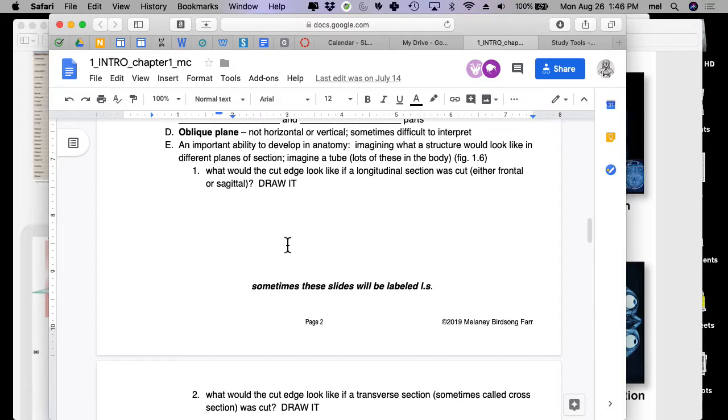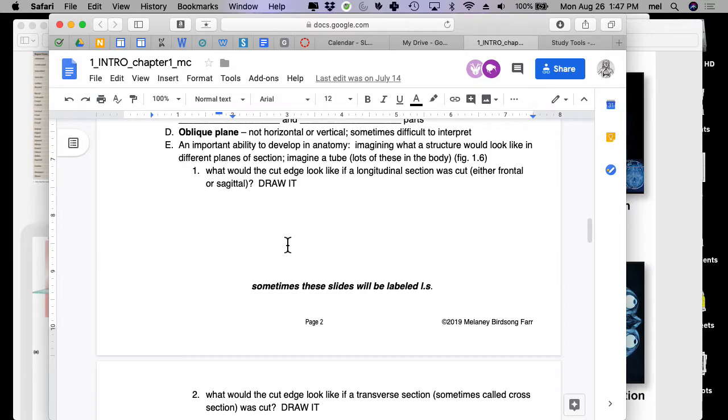And then, of course, the other thing is that sometimes you don't get parallel or perpendicular. You get an oblique section. So what's an oblique section going to look like? Yeah, it's going to look like an oval. Exactly. Okay. Now, here's the thing.